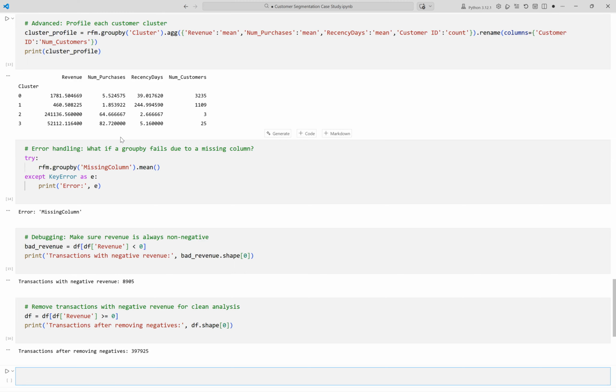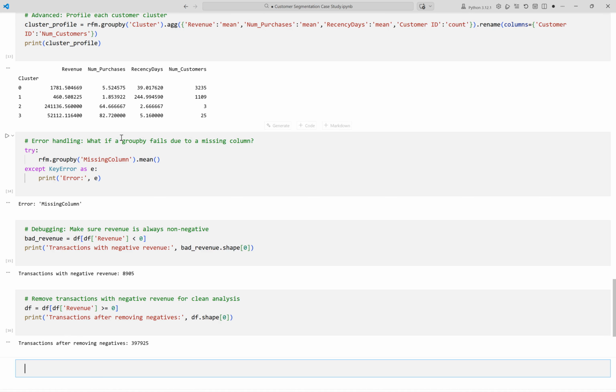Noticing that 397,925 transactions remain highlights the dataset size we're working with for clean, reliable customer recency insights. This step is crucial to avoid skewed results from erroneous or refunded transactions. If your goal is to analyze returns, save the negative revenue subset separately.